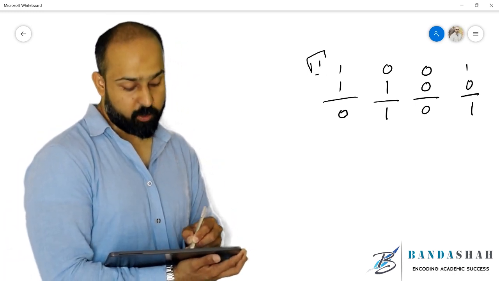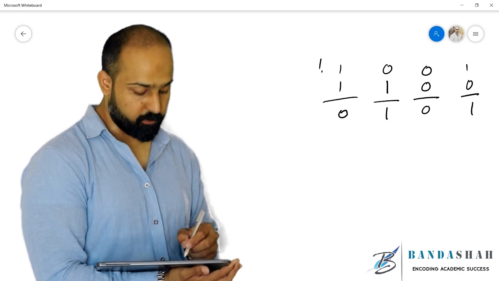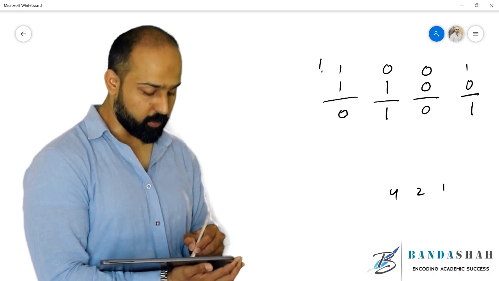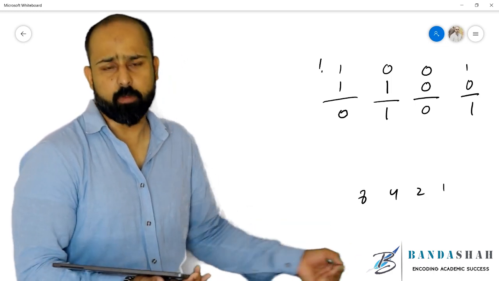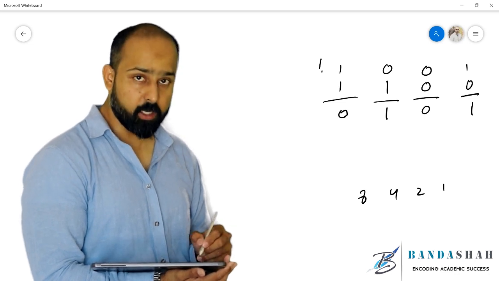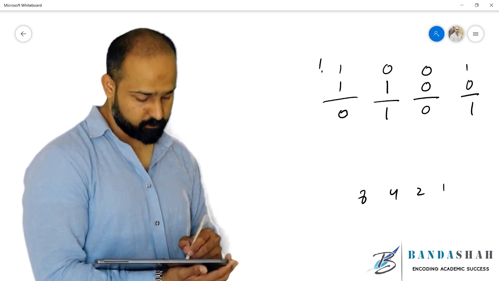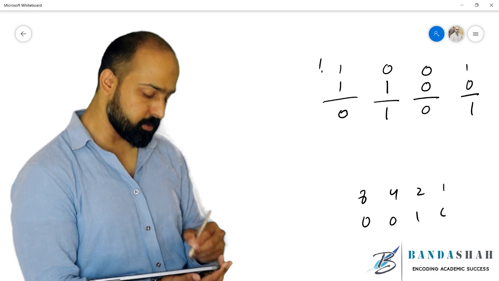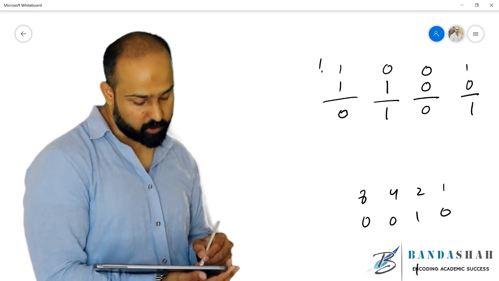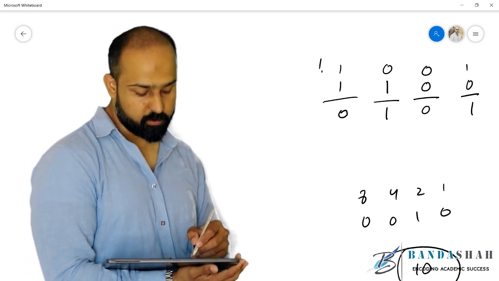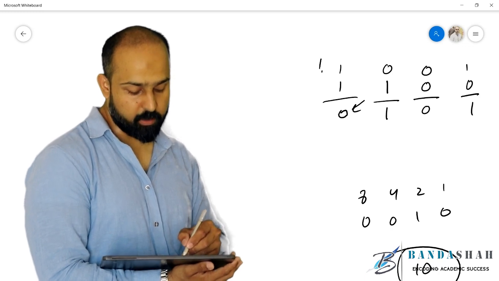Or you can simply also say, just as a reminder, in binary, how do you represent 2? 0010, or you can simply say 10. So 0 is the sum and 1 is the carry.